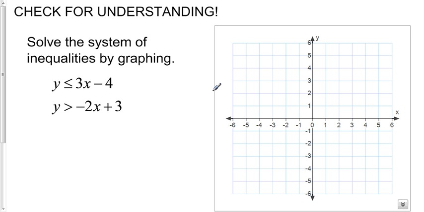Okay, finally, try this one on your own. They're easy for you to graph because they're in slope-intercept form. Think about if your line is solid or dashed, where you should shade each one. And remember, your solution region to this system is where those shaded regions overlap.